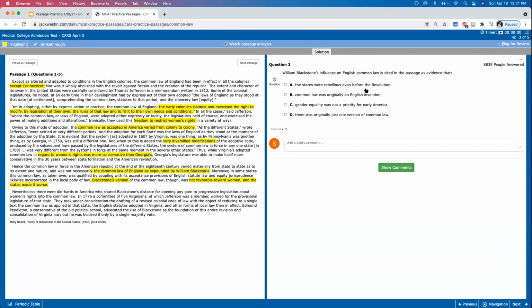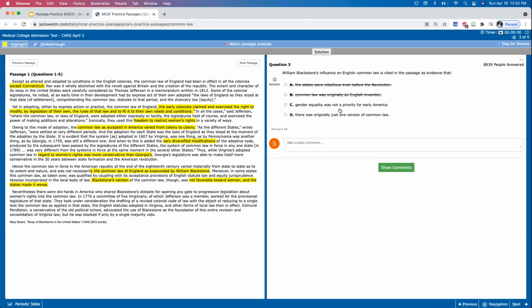Okay, question 3. So why is William Blackstone's influence mentioned in this paragraph or this passage? Okay, great. So was it because the states were rebellious even before the revolution? If you pick that, you're bringing outside knowledge into it, so you don't want to go with that. Common law was originally an English invention. This is true, but that's not why William Blackstone is mentioned.